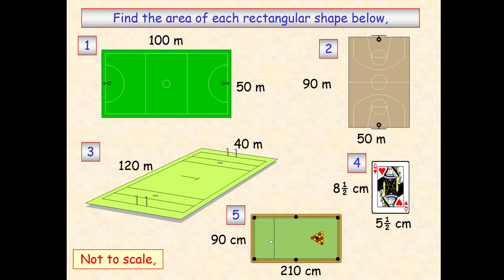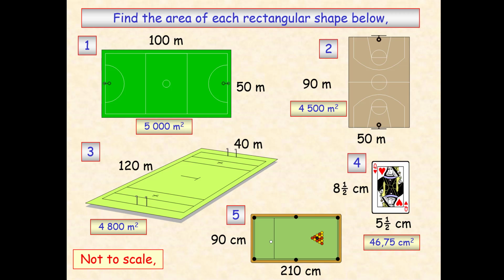Let's apply it to real life situations. The hockey field, number 1, what will be the area? Good, 5,000 square meters. The basketball field, 90 times 50, 4,500. 4,008 square meters. Card, remember you can have fractions as dimensions, so 46.75 square centimeters. And finally, the pool table, 18,900 square centimeters.